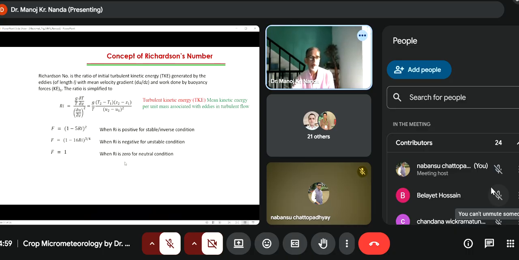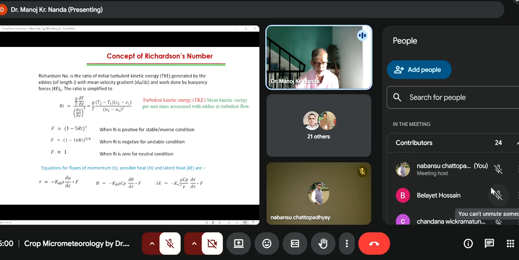In case of neutral condition, F becomes 1. So the equation accordingly changes. Changes means simply you have to multiply this factor with the normal equation. With the neutral equation, you just multiply this stability factor. If it is neutral, then 1 is multiplied, and the same equation holds good. If it is negative or positive, a different value of F is multiplied accordingly. So the equation changes. See, this is the simpler version of your thermally stratified layer.